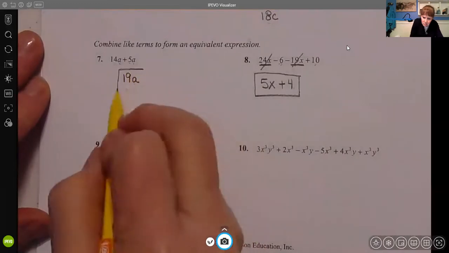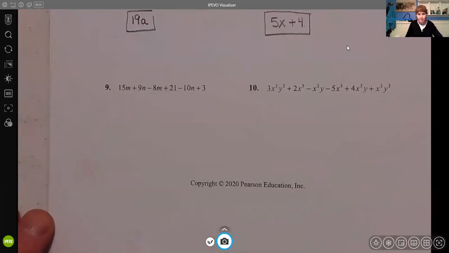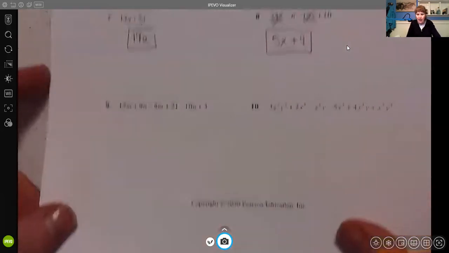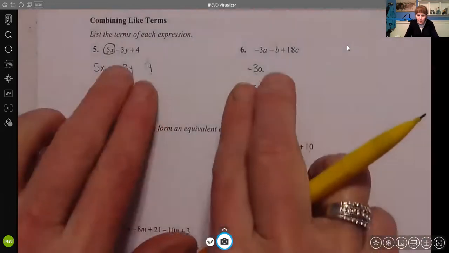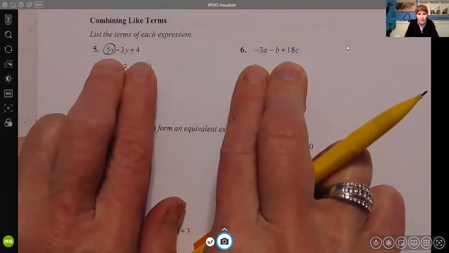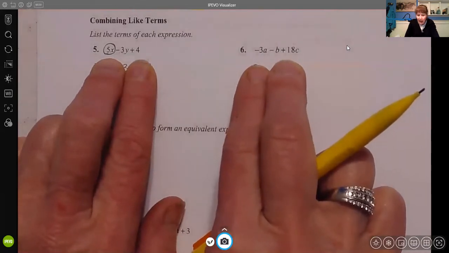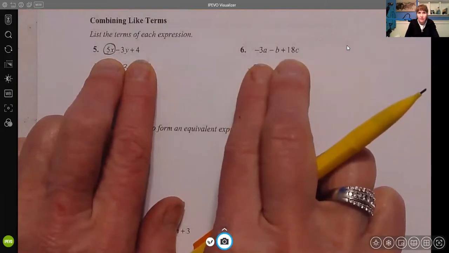Okay, let's do 2 more, and then we'll go on to our last section. Sometimes you don't have any like terms, such as these 2 here. There's nothing you could do. If they ask you to simplify, it's simplified, you're done. You would just copy it. There's nothing you can combine here, because you've got x and y and a constant. Here you've got a, b, and c. So that would be the answer. There's nothing you could do.